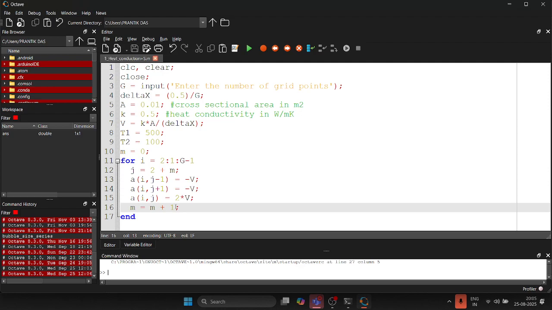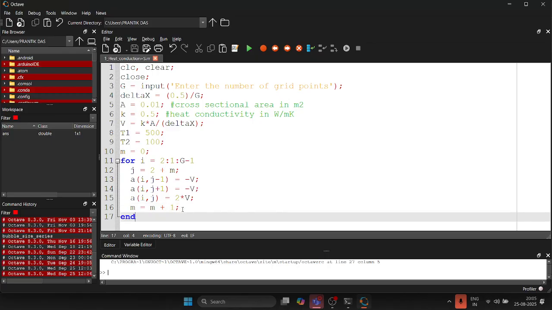Why? Because the 2 value shifts to the right when you go to the next row. So now the 2 into v comes at j equal to 3 in the third row. That is why I have to shift it, so n equals n plus 1. Is it clear to all of you?